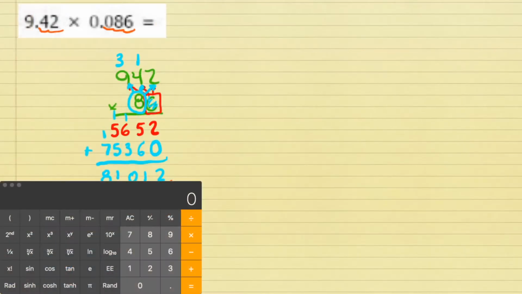Now, we have the technology. We can use a calculator, transition right to a calculator, and type some of these numbers in. All right, so what we have in my calculator here, we have the number 9.42. I didn't type a 9. Let me clear that out here. Clear. 9.42. There we go. I'm going to multiply that by 0.086 and hit enter. 0.81012, which is the exact number that we just found.